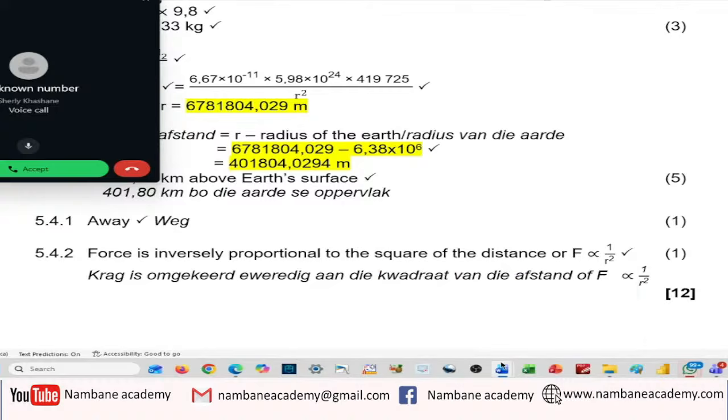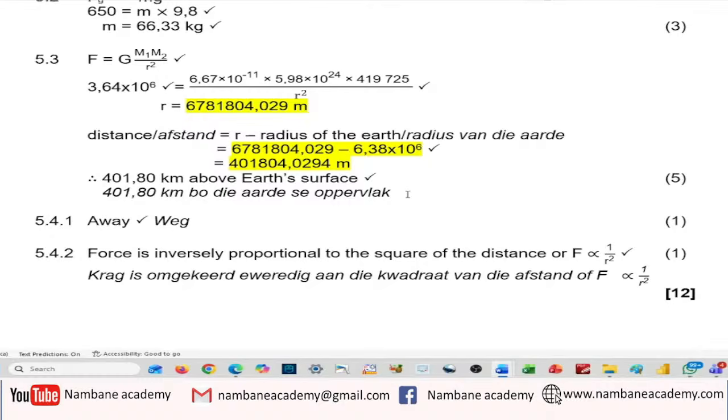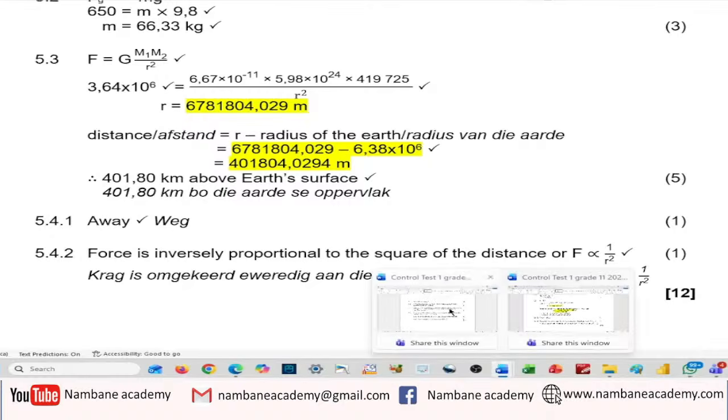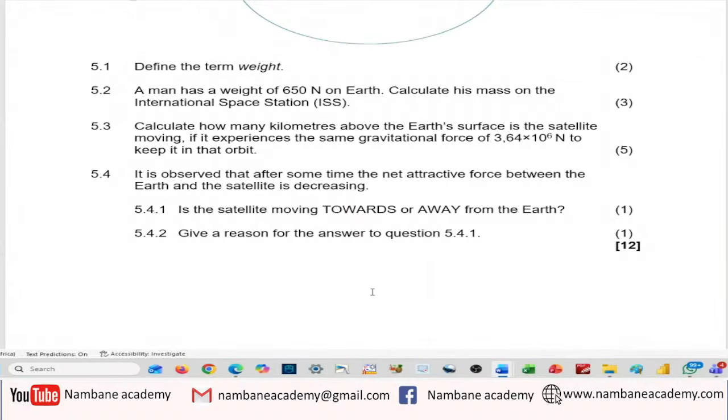Then when it comes to question 5.4, it is observed that after some time, the net attractive force between the Earth and the satellite is decreasing. Then learners are asked, is the satellite moving towards or away from the Earth? If the force is decreasing, then it means what?